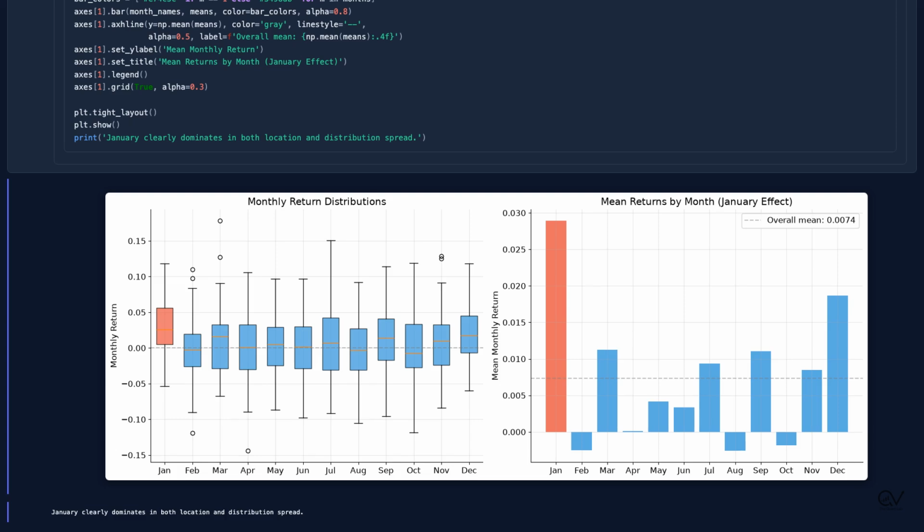On the right, the bar chart of mean returns makes it even starker. January towers over the rest at roughly 3.5%, while the overall mean is closer to 0.7%. This is exactly the pattern Rozeff and Kinney documented. The visual gap between January and the next closest months, December and November, is substantial even in our synthetic data.